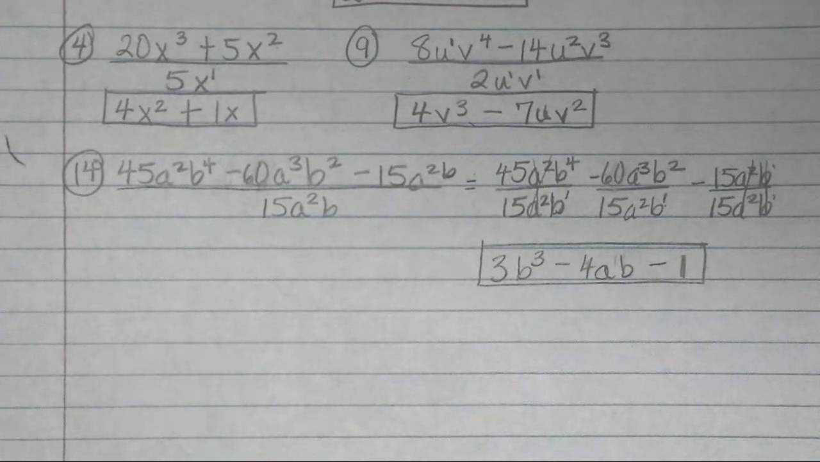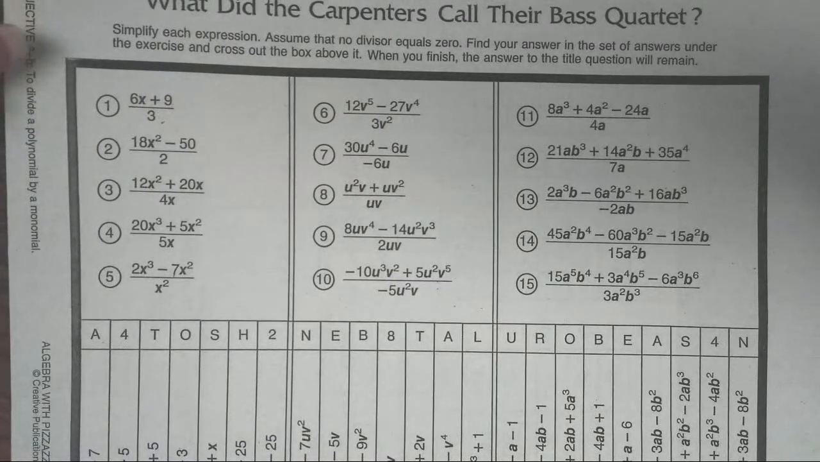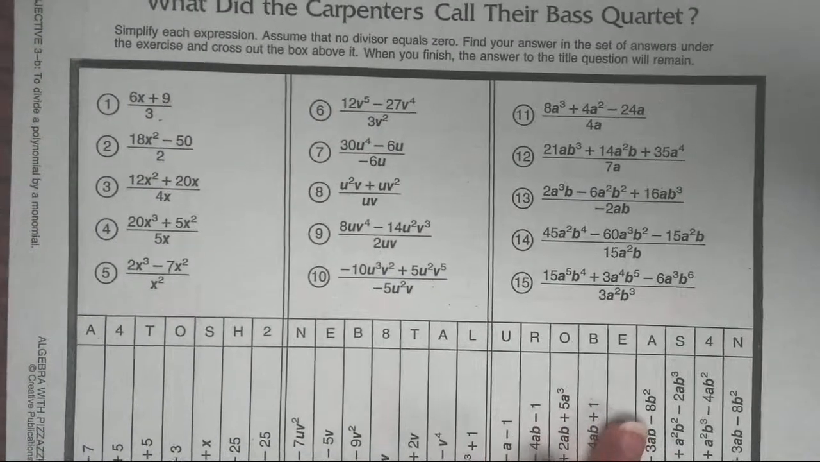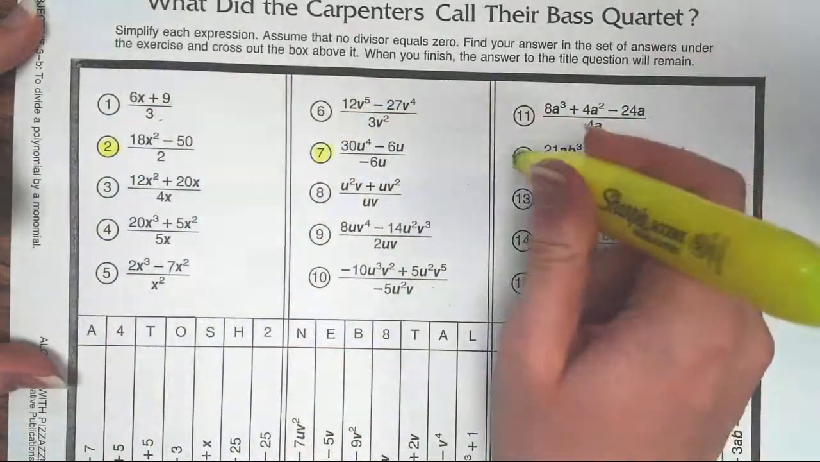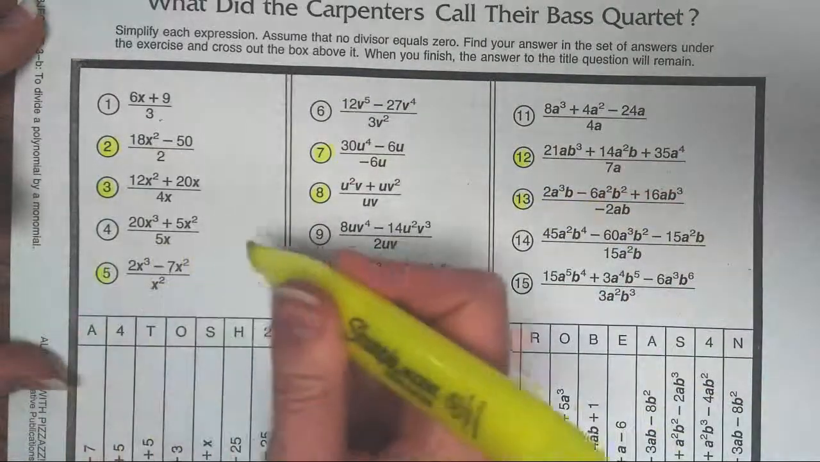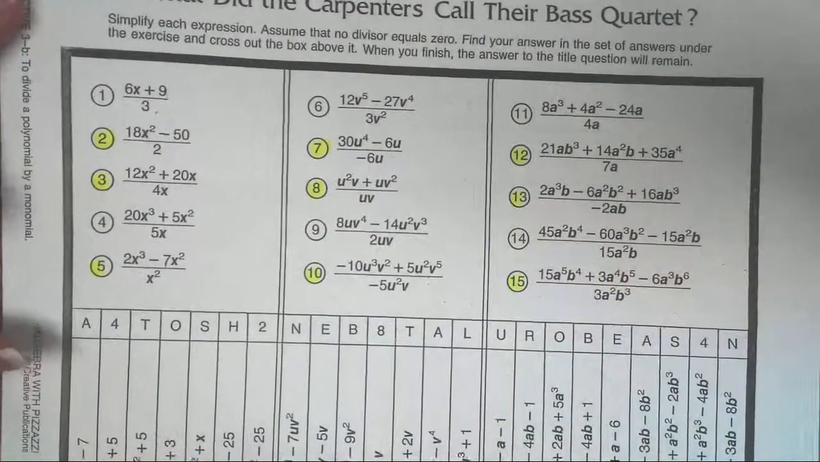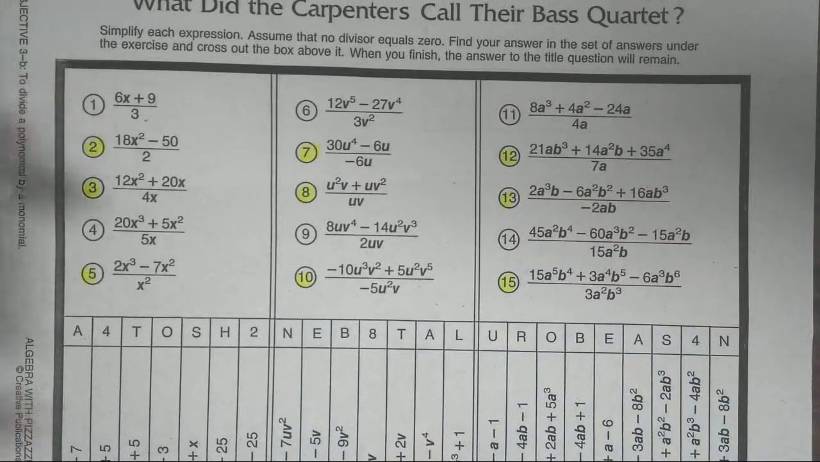So your homework is to finish this worksheet. I did 1, 6, and 11. You still have 2, 7, 12, 3, 8, 13, and 5, 10, 15. So you only have 9 homework problems. We will grade this tomorrow when I get back.